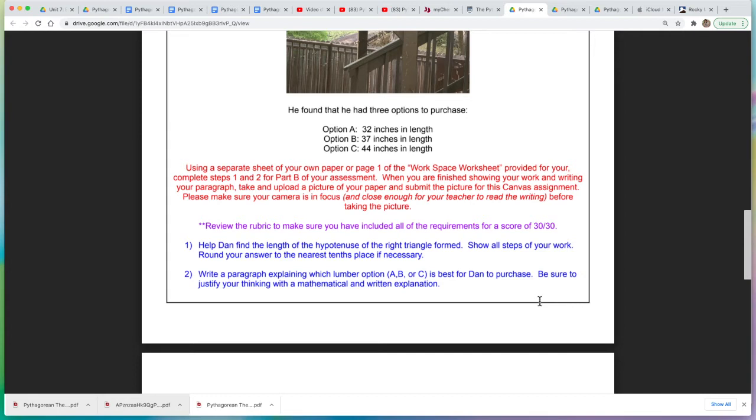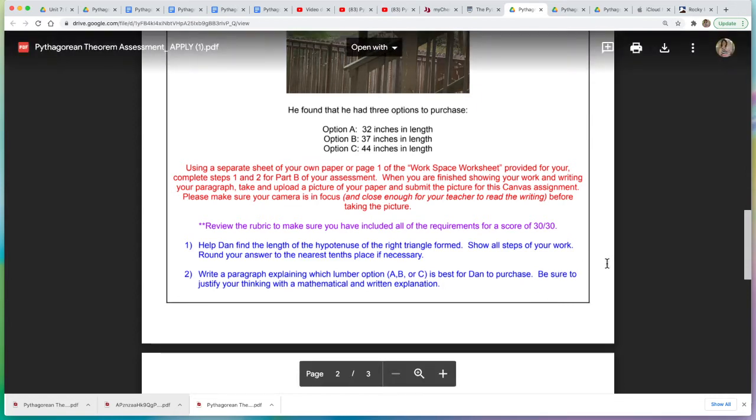Please make sure your camera is in focus and close enough for your teacher to read the writing before taking the picture. It's best if you put your paper on a hard surface and use a phone or other camera so that you can take the picture above the paper rather than holding the paper up to a webcam if possible. Review the rubric to make sure you have included all of the requirements for a score of 30 out of 30. So here are steps 1 and step 2.